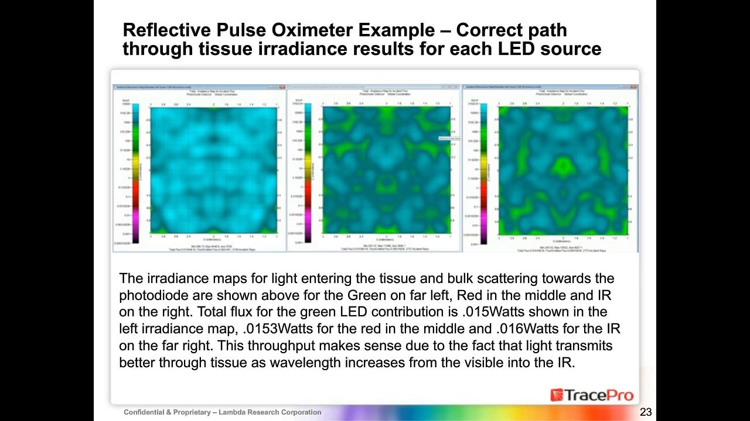So as we see in TracePro from this simulation, we see the contribution from the green LEDs about 0.015 watts for a 1 watt emitter. It's 0.0153 watts for a red emitter, which is shown in the middle irradiance map there. And finally, on the right-hand side is the IR contribution that pumps up to about 0.016. So as we see, TracePro is doing the simulation. It's showing us exactly what's happening in real life. As light goes from green into the infrared, we get more transmission and more power to our detector, our photodiode in this case.